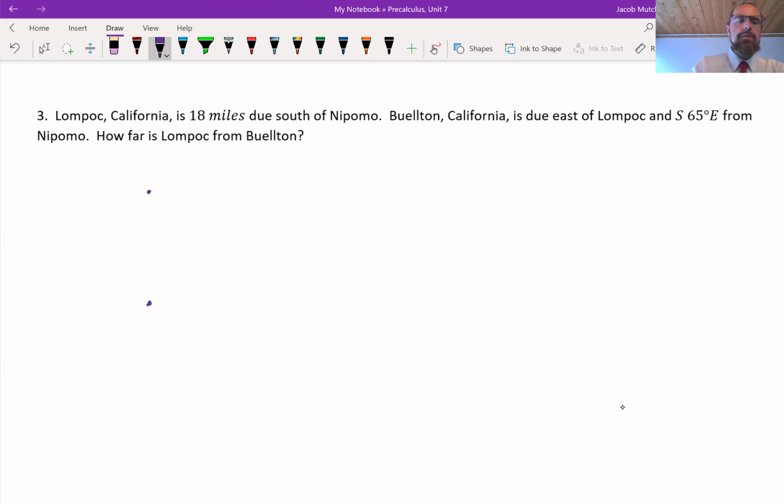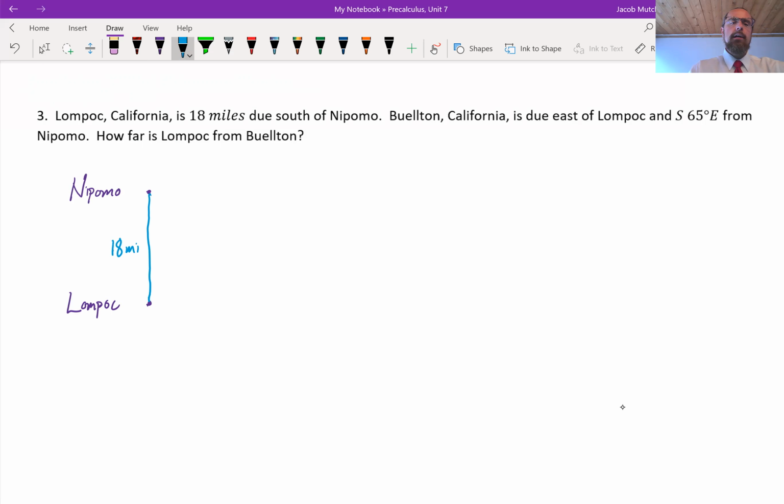And Lompoc is south from Nipomo. And we know specifically it's 18 miles from Nipomo to Lompoc. So we'll mark that 18 miles. A third town, Bealton, California, is due east of Lompoc and south 65 degrees east from Nipomo.